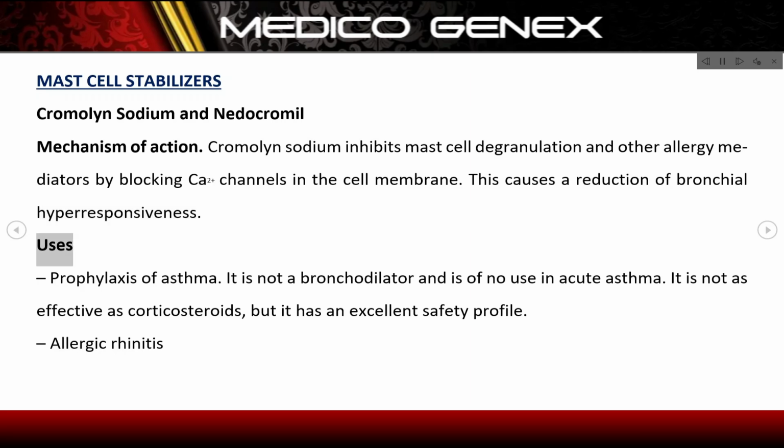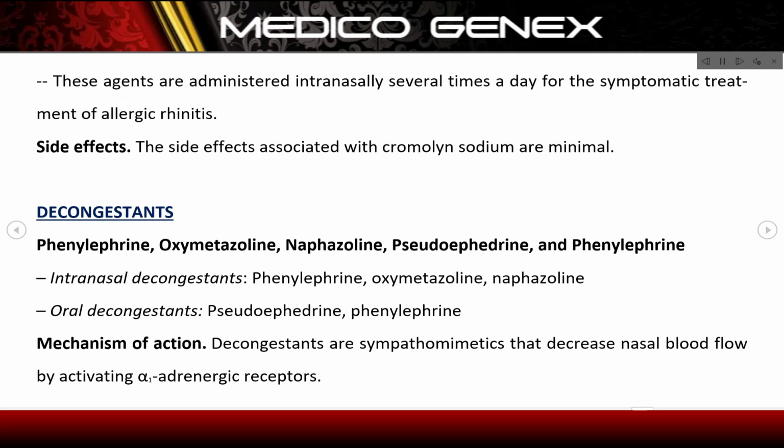Uses: prophylaxis of asthma. It is not a bronchodilator and is of no use in acute asthma. It is not as effective as corticosteroids, but it has an excellent safety profile. Allergic rhinitis. These agents are administered intranasally several times a day for the symptomatic treatment of allergic rhinitis. Side effects. The side effects associated with cromolyn sodium are minimal.